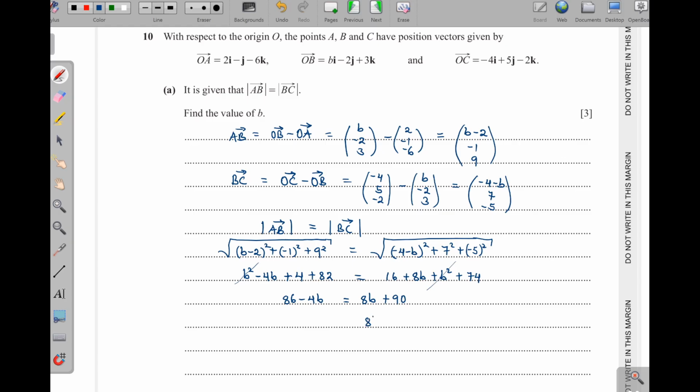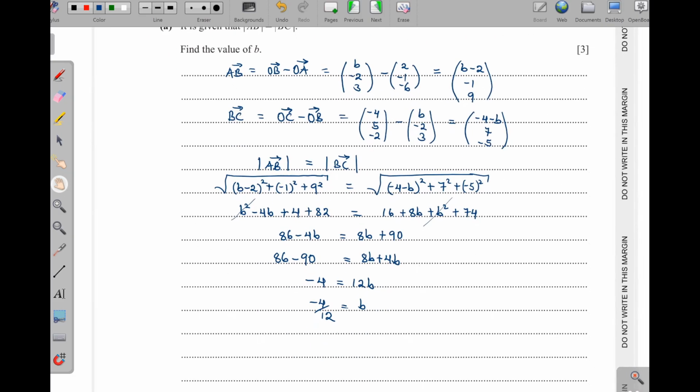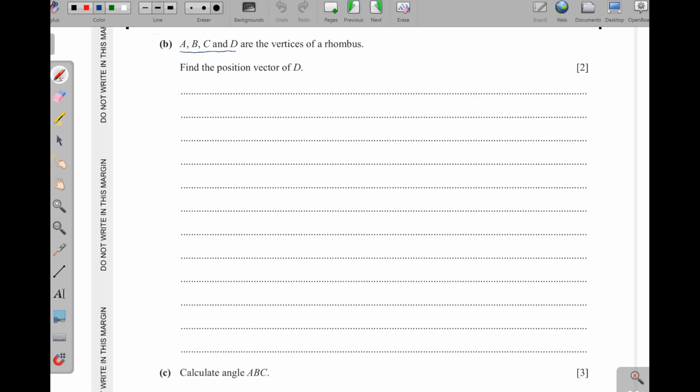We shall have 8B, then plus the 4B. Then this is 86, then minus the 90. This will be a negative 4, and then this will be a 12B. Then B becomes negative 4 out of 12, which becomes negative a third. So B will be negative a third. As simple as that.